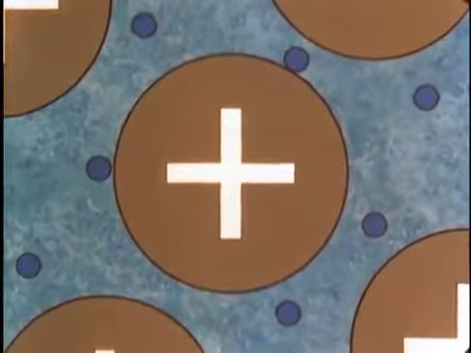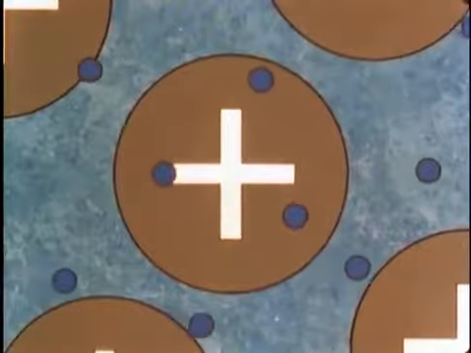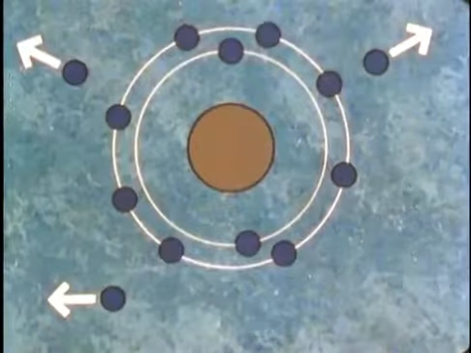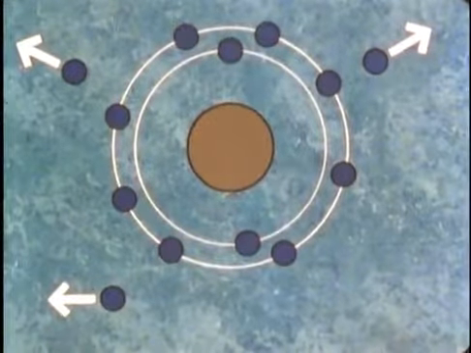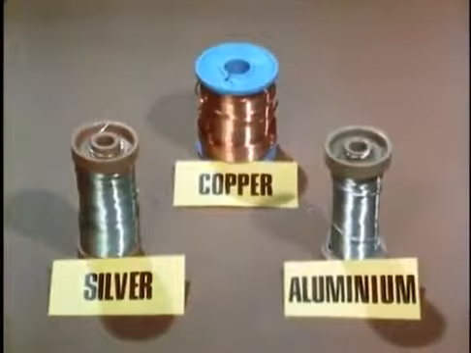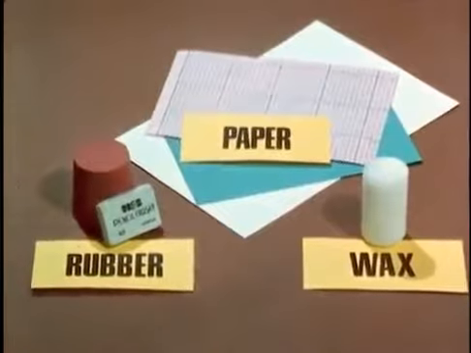When the electrons are discharged, they are called free electrons, and all electrical effects are caused by the movement of these free electrons. You remember the aluminum atom. Aluminum is a substance with easily dislodged electrons, and so is called a conductor. Silver, copper, and aluminum are examples of good conductors, while rubber, paper, and wax are examples of poor conductors.